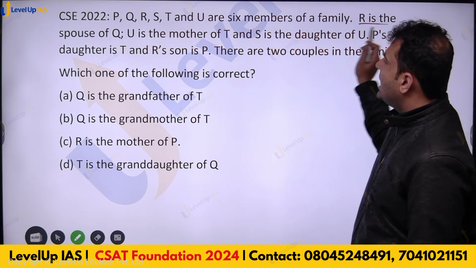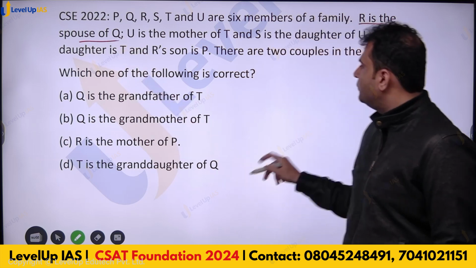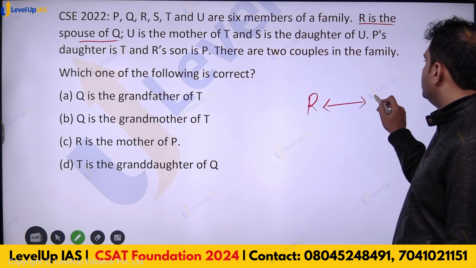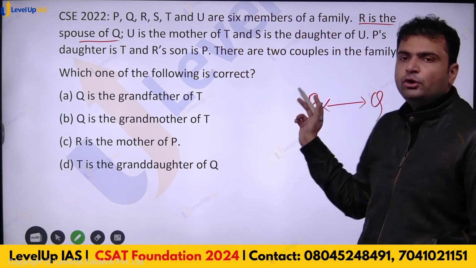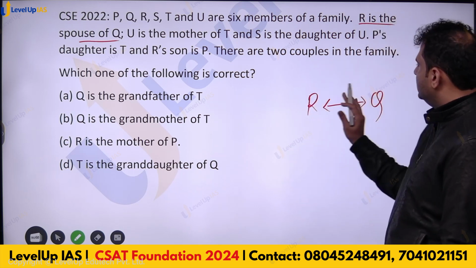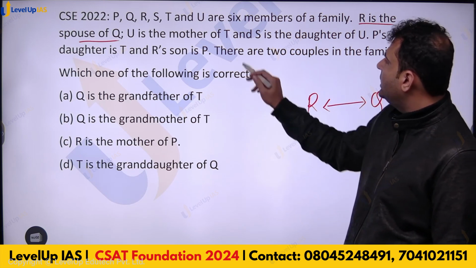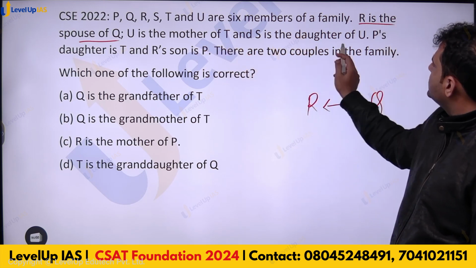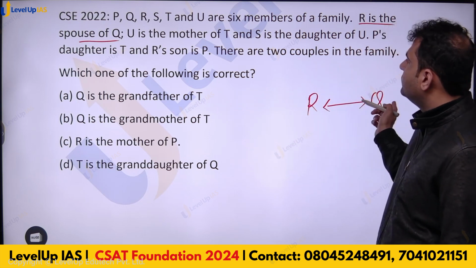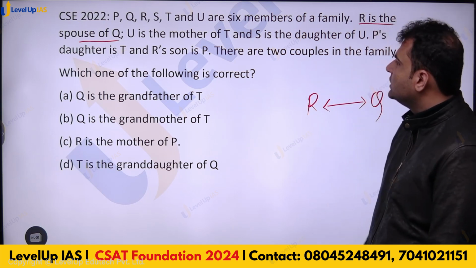The first information is R is spouse of Q. So I show the spousal relation with a double headed arrow, and we don't know who is husband and who is wife, so we will leave it just like this. Now we have U is mother of T, S is daughter of U. But now we'll go directly to where information about R or Q is given.